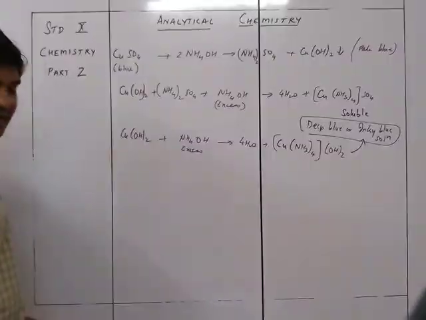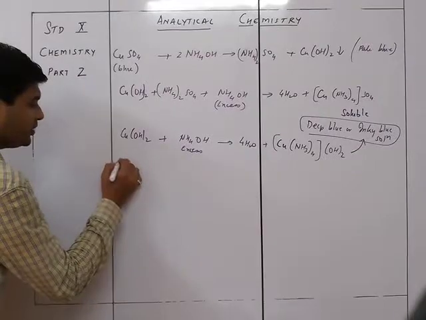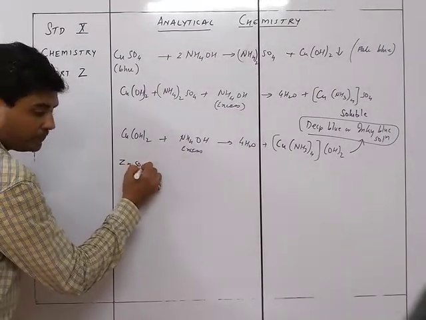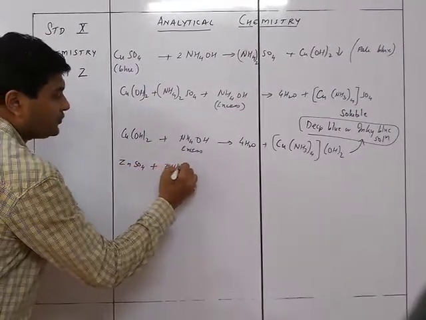The next what we see is zinc sulfate. So again, it is going to be ZnSO4 plus 2NH4OH.